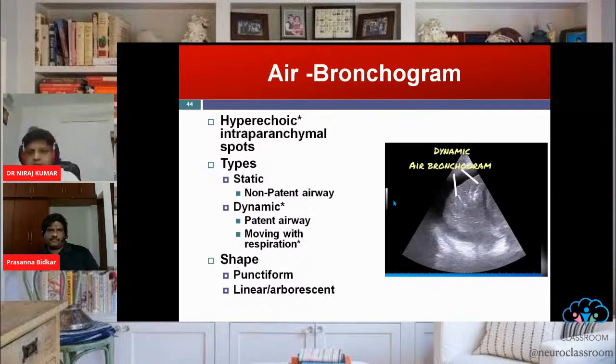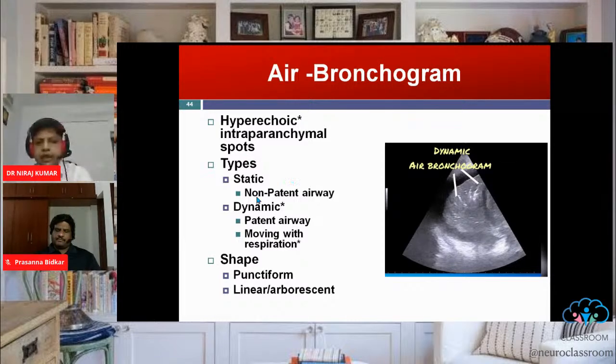After that, if you look closely at this consolidated tissue pattern, you can see these bright hyperechoic spots within the lung. This is nothing but the air bronchogram. These white hyperechoic spots within the consolidated lung are air bronchograms. It may be either static or dynamic. If it is moving with respiration, then it is called dynamic. If it is not moving with respiration, then it is called a static air bronchogram. So these are hyperechoic intraparenchymal spots.